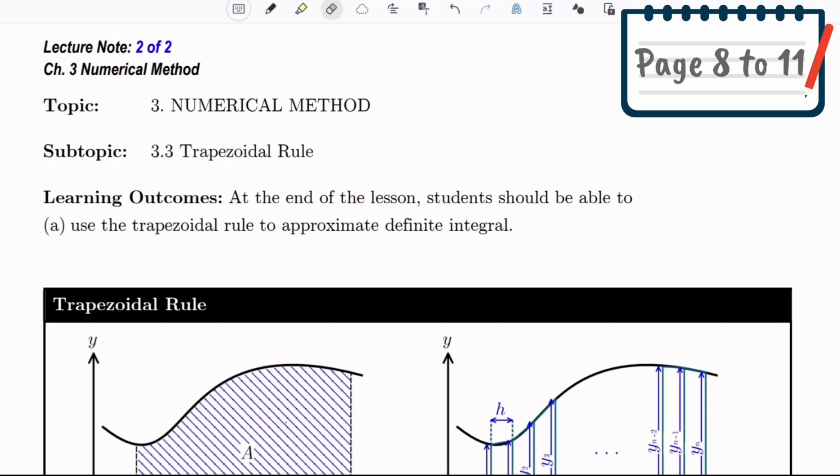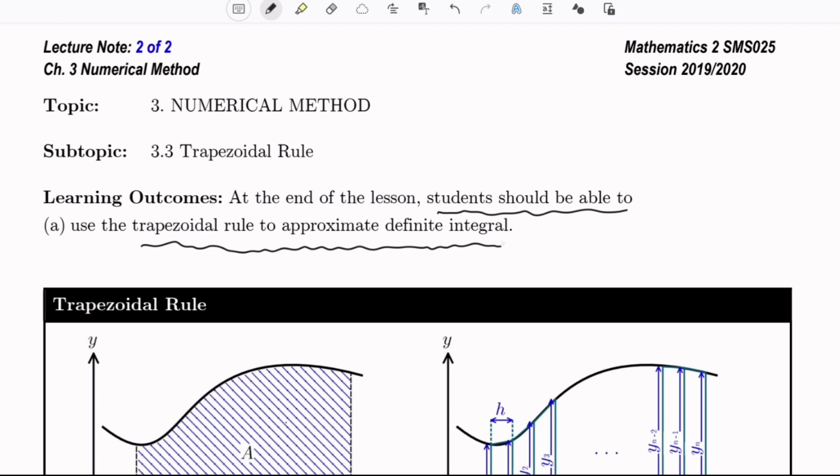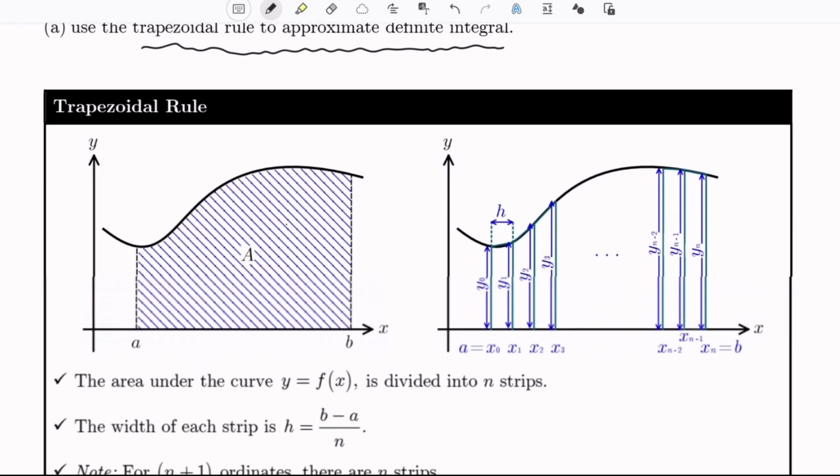Lecture 2 of Chapter 3, Trapezoidal Rule. So the learning outcomes for today's lecture: students should be able to use the trapezoidal rule to approximate a definite integral. So let's look at the graph.